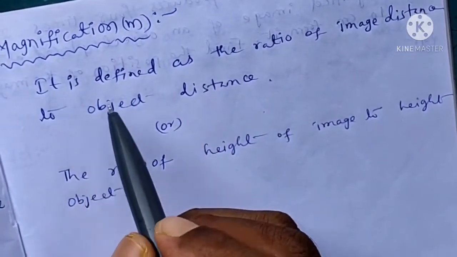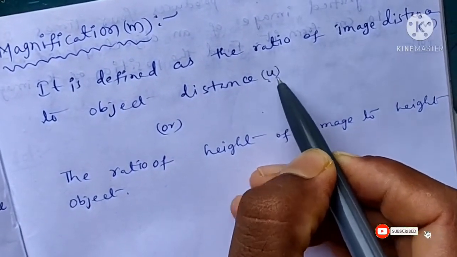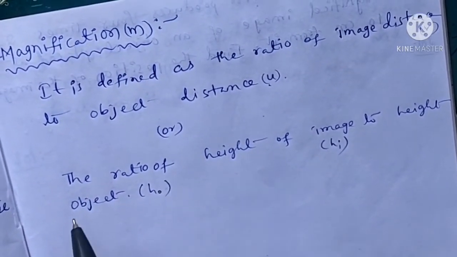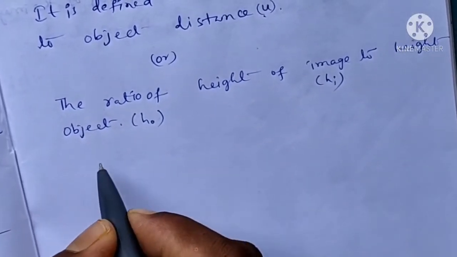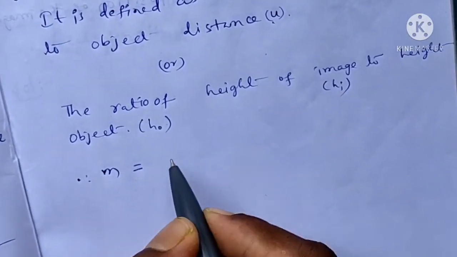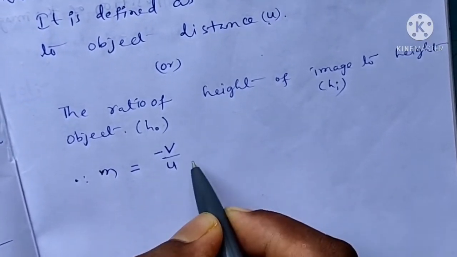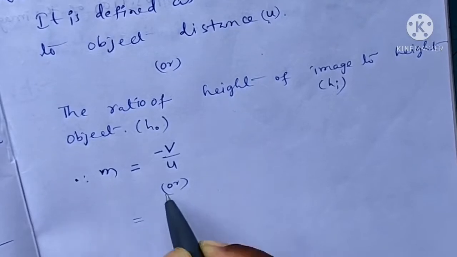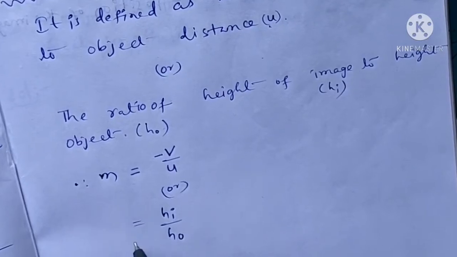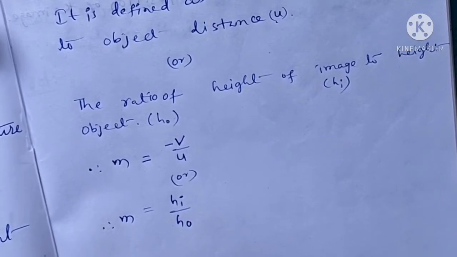So you know well, image distance is nothing but v, and object distance is represented by the letter small u, and height of image hi, height of object ho. So we can write magnification, denoted by the letter small m. So m is equal to minus v by u, or height of image to height of object, hi by ho. So this is the formula of magnification.